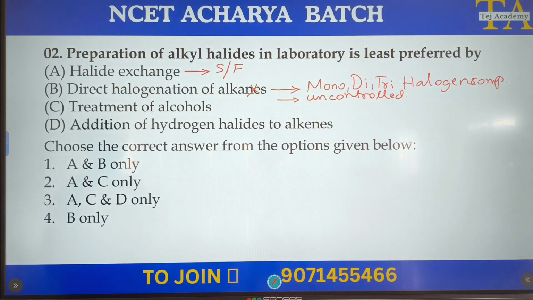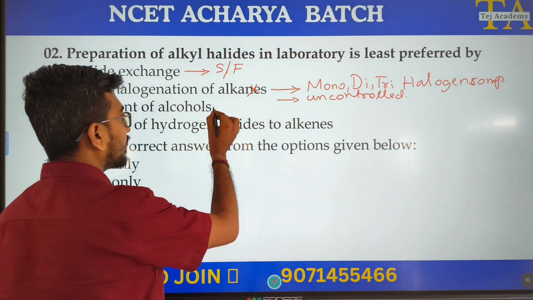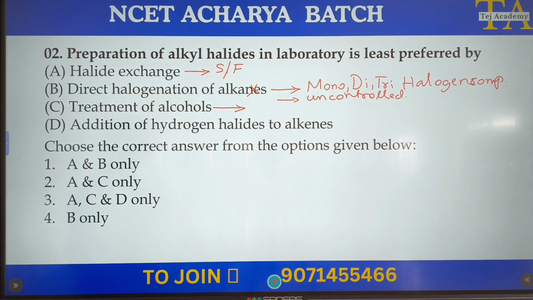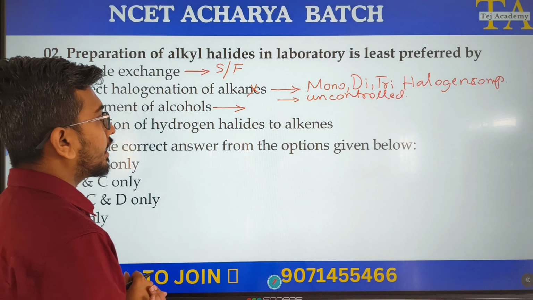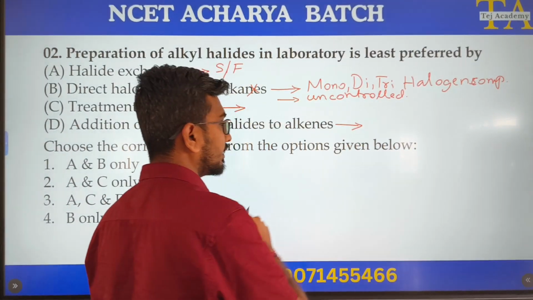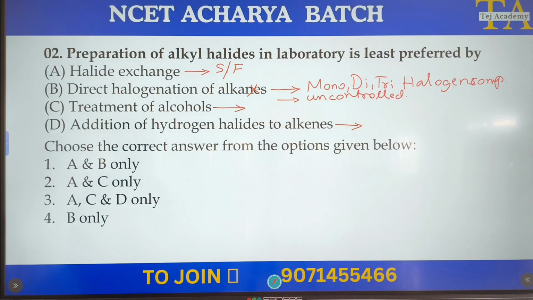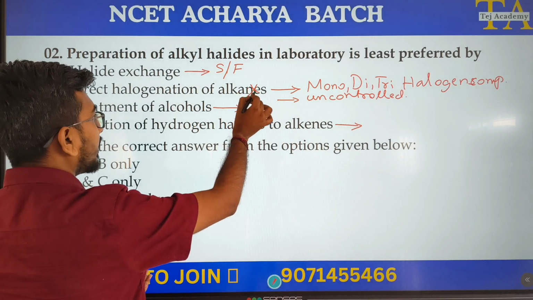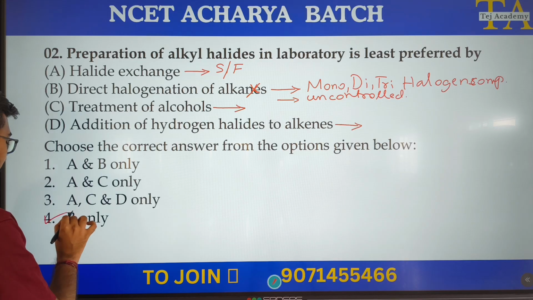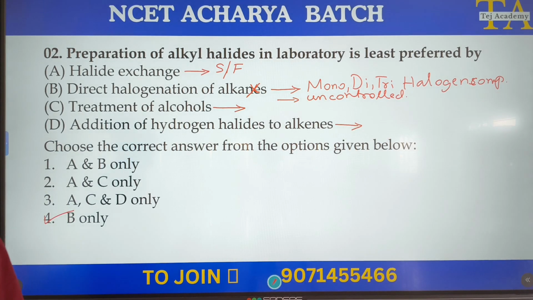Third one, treatment of alcohol. This we can prepare easily and we can control the product. Addition of hydrogen halides to alkenes. This is also a specific reaction we can easily prepare in the lab. So among the four, if you observe, only the second option is less preferred in the preparation of alkyl halides in the lab. So which option is correct? Option 4, B only is the right answer.